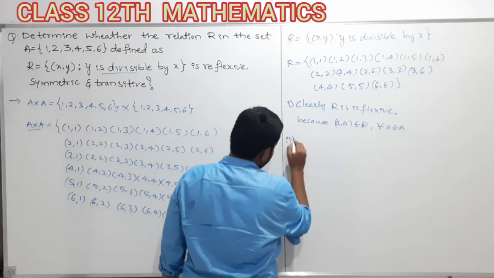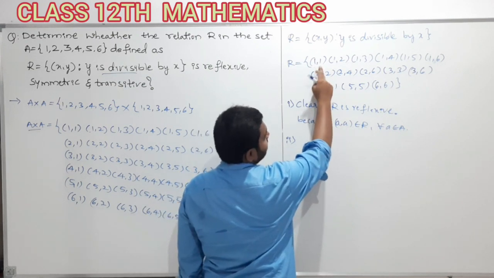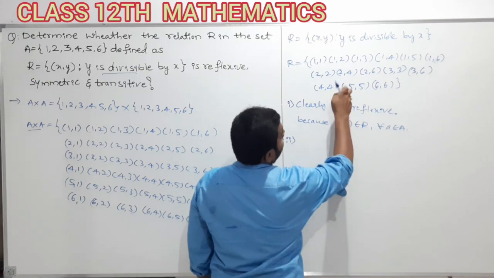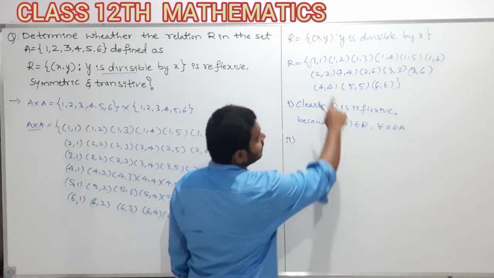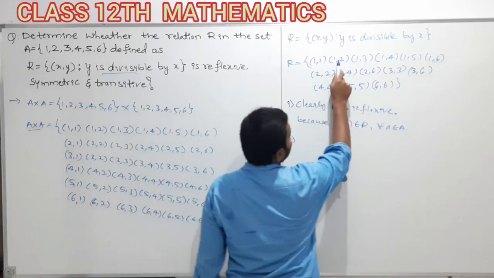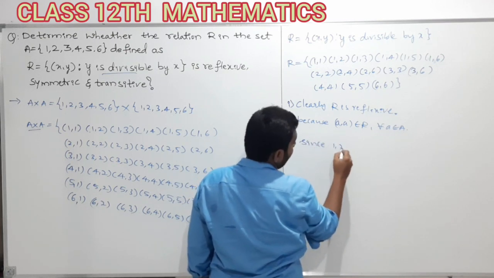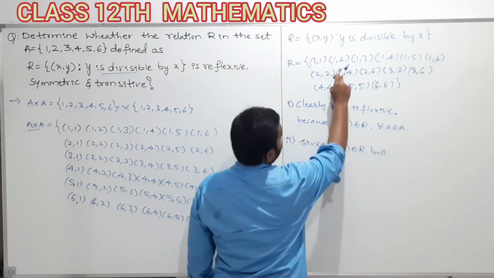Then what about the second one, symmetric, my dear students? If you take 1 comma 1, if you interchange the places, 1 comma 1 is also there, 2 comma 2 is there, 2 comma 4 is there. But 1 comma 2, the reverse of this is 2 comma 1. Whether 2 comma 1 is there in the relation R? Yes, 1 comma 2 is there, 1 comma 2 belongs to R, but what about 2 comma 1?